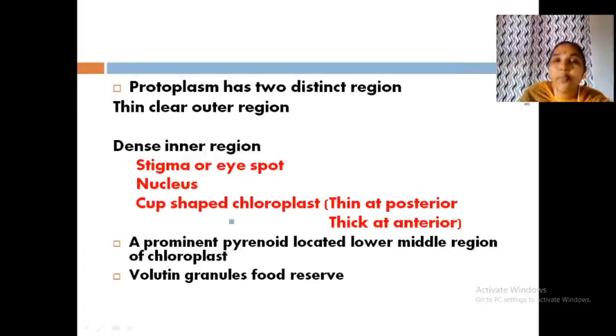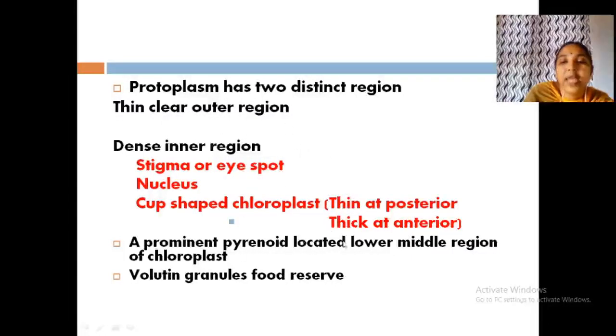Now the protoplasm has two regions. The dense inner region is very thick, and that dense region contains the stigma or eye spot studied in Chlamydomonas, so I am not going into detail, the nucleus and the cup-shaped chloroplast. The cup-shaped chloroplast is thin at the posterior end and thick at the anterior end. Which part is anterior? The part where the flagella are attached. Clear? So the dense region, and the other region is the clear region.